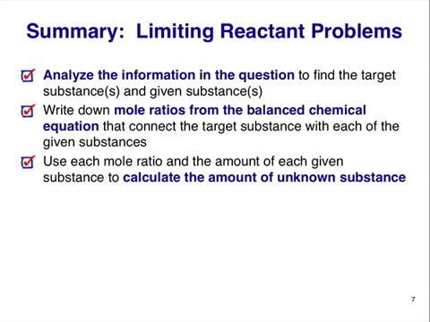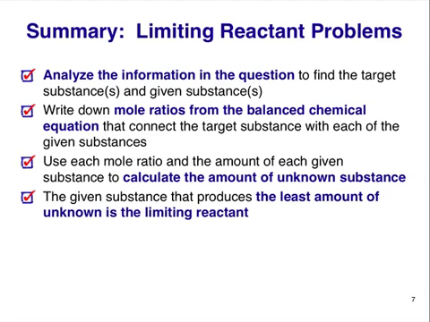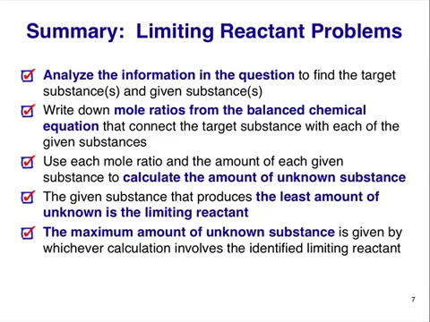If you have two reactants and two givens, like we had here, you'll have two calculations to do. If you have three reactants and three givens, you'll have three calculations to do. That's it. The calculation that produces the least amount of product identifies the limiting reactant. And the maximum amount of product that can be made, usually the answer to the question, is given by the calculation involving the limiting reactant.